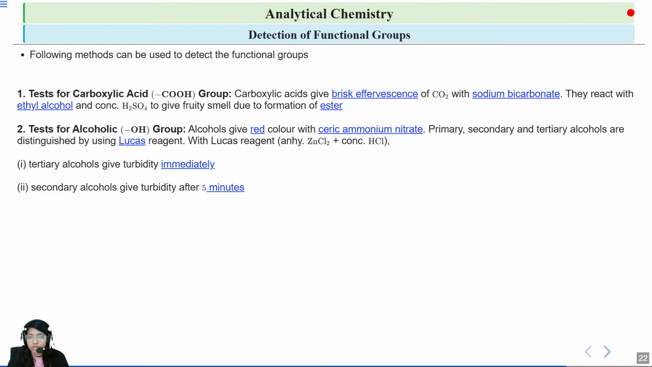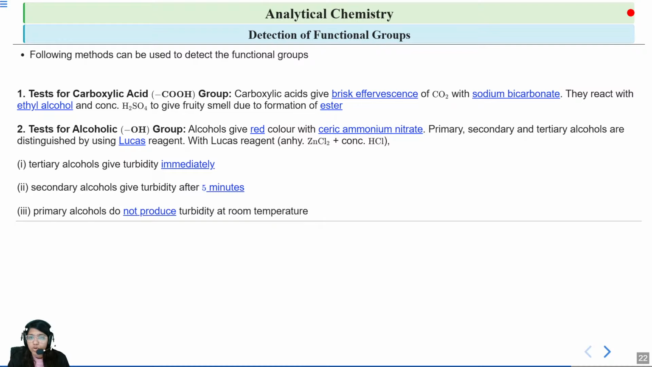And when a secondary alcohol is treated with Lucas reagent, it produces turbidity after about 5 minutes. While primary alcohols do not produce turbidity at room temperature, the reaction with primary alcohols requires heating to proceed efficiently, while tertiary and secondary alcohols undergo the reaction more readily due to the stability of the carbocation formed. So primary alcohols do not produce turbidity at room temperature.